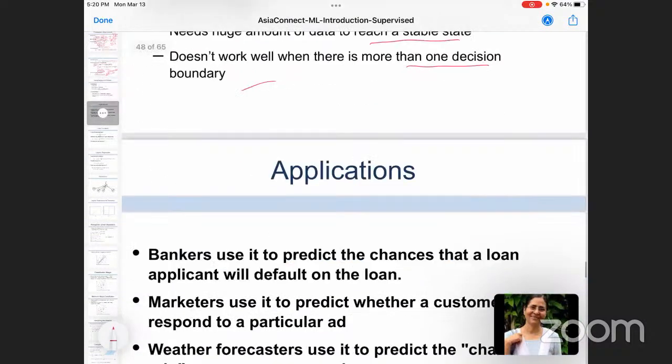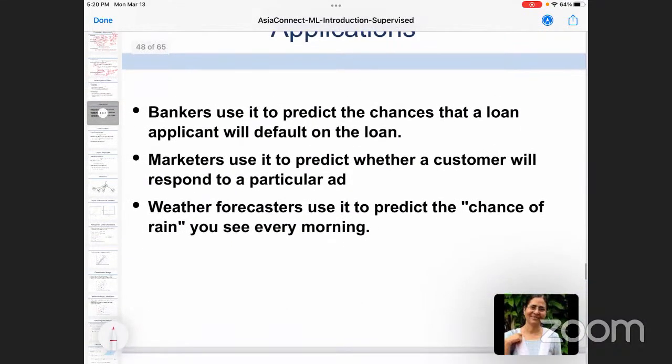Okay, so application-wise, you can apply it to many things. Bankers can use it to predict the chances that a loan application will default on the loan. This is binary. Marketers can use it to predict whether a customer will respond to a particular ad. These are all binary classification. And for email classification, you can use it for K classes, not only binary.